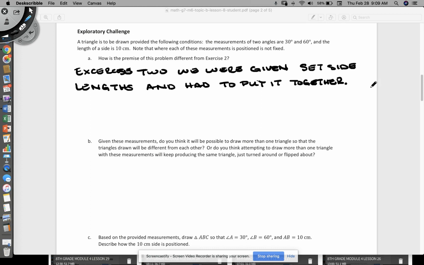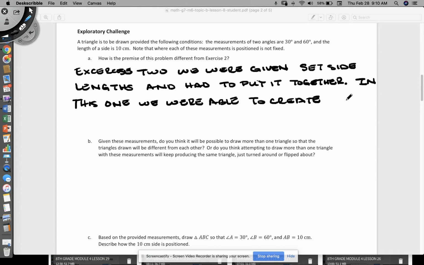In this one, we were able to create our own side lengths. So that's how they're different. One was given to us, and the other one we had the freedom to pick however long we wanted them to be. So you're not really drawing anything just yet.